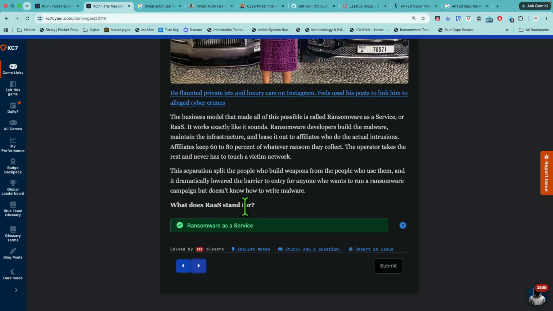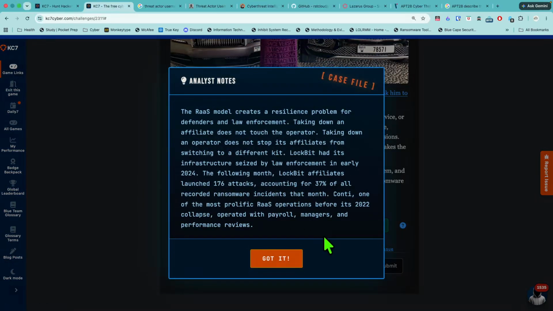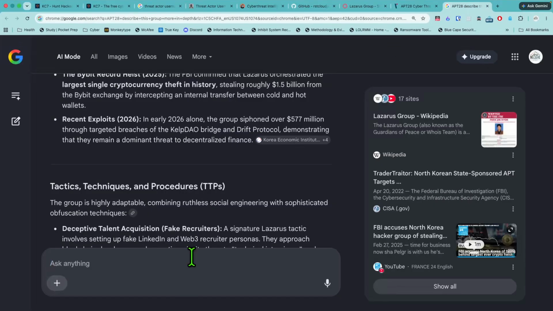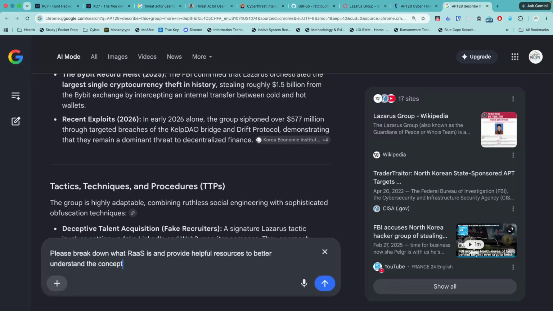Alright, so what does RaaS stand for? It stands for Ransomware as a Service. That's our hint. Think about what legitimate SaaS stands for and apply the same pattern. Analyst notes here. Awesome. Alright, this is the question. This is the information to help you better understand what the RaaS model is. Sweet. And if we type in here, please break down what RaaS is and provide helpful resources to better understand the concept.